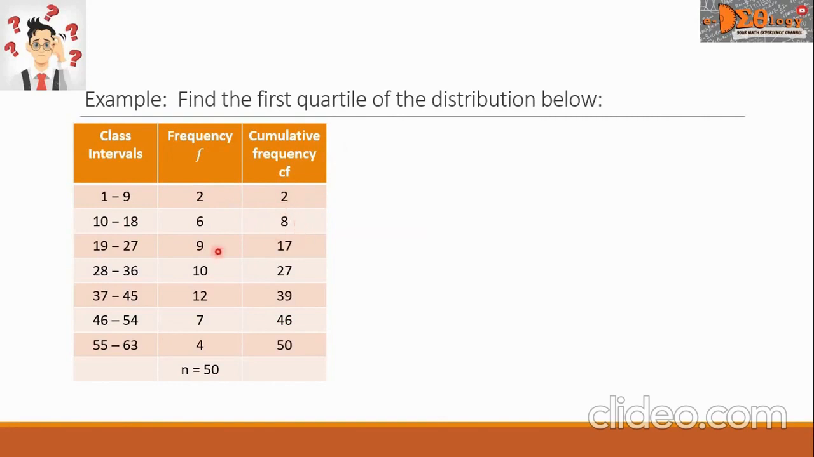8 plus 9 is 17. 17 plus 10 is 27. 27 plus 12 is 39. 39 plus 7 is 46. 46 plus 4 equals 50. The last number of the CF column must be equal to the total number of cases.